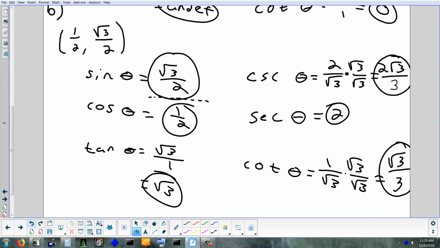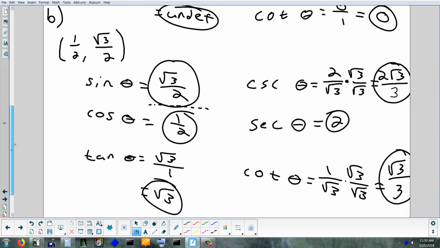Okay. And that's the 6 trig functions for that coordinate, which represents some angle. We'll talk about later which angle it represents. Questions on that one?